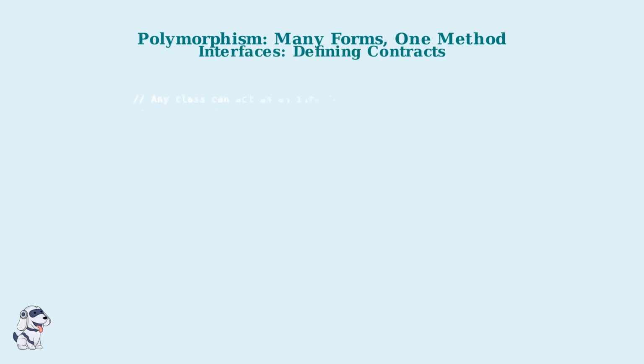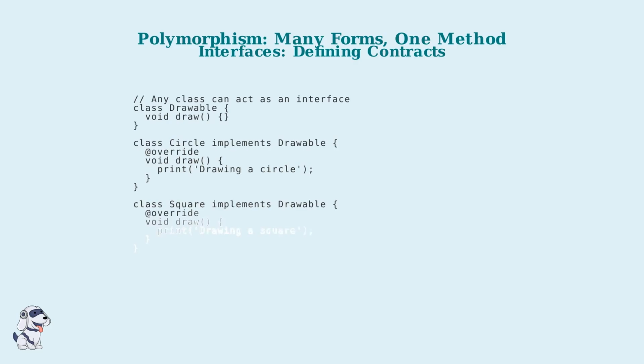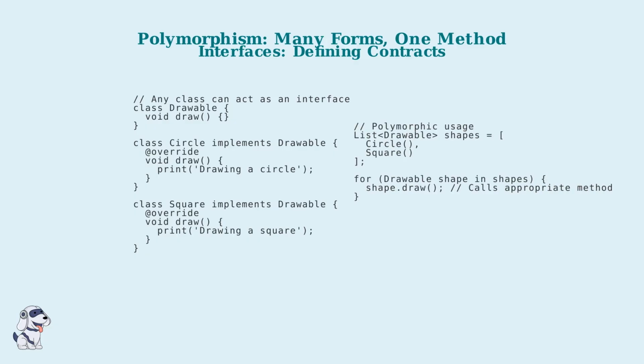In Dart, any class can act as an interface. Here, the drawable class defines a contract that other classes must follow when they implement it. The power of polymorphism shows when we use these objects. We can treat different objects the same way, calling the same method on each, but getting different behavior.